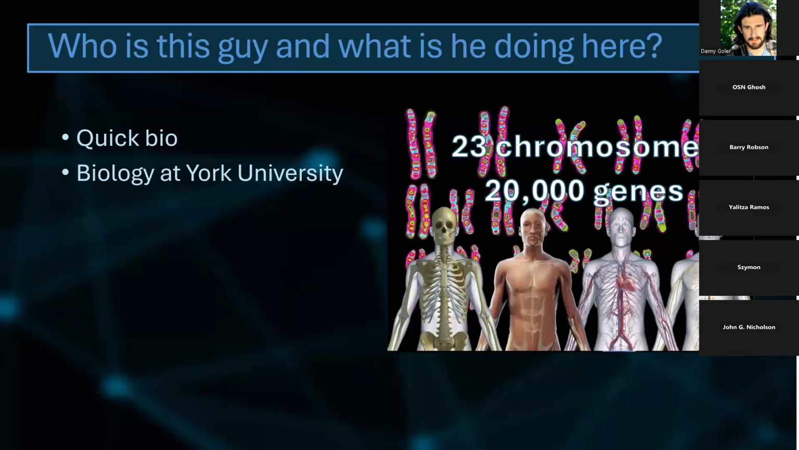Because if you think about it, we have 23 chromosomes in the human genome with 20,000 genes. And if you look at the way in which a human body is constructed, then it has far more information necessary to define it than could possibly be contained in those 20,000 genes.